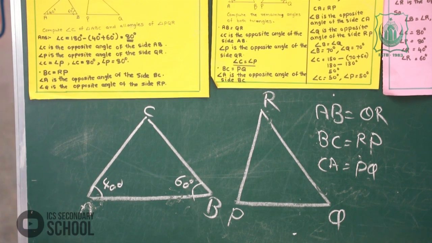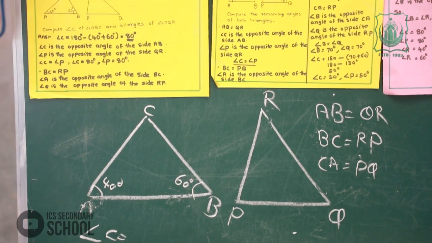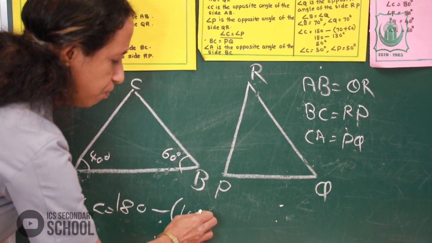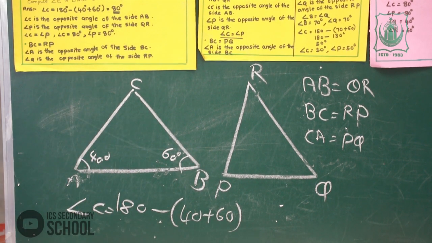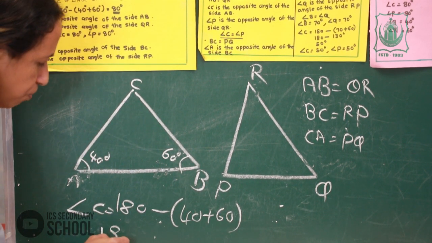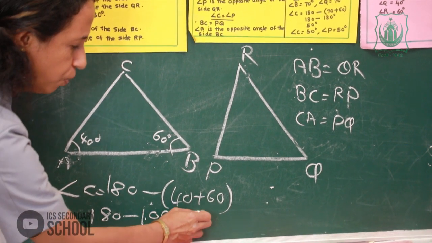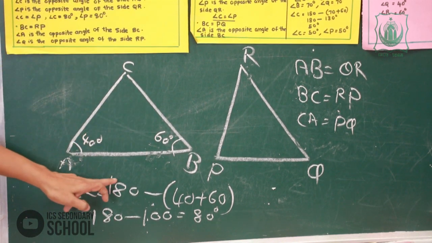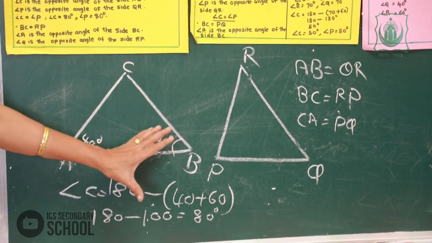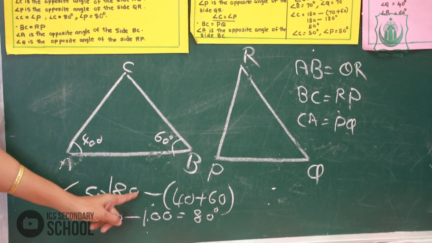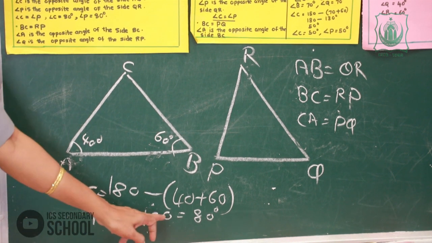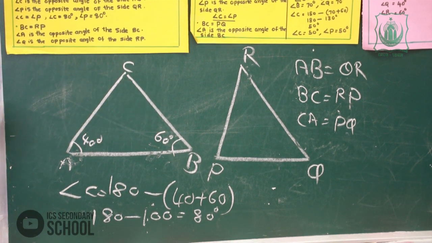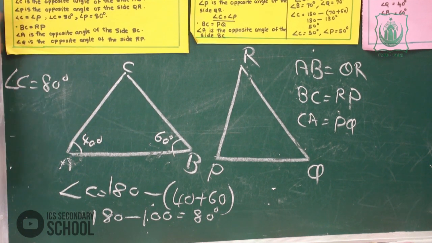So we can find angle C equal to 180 minus (40 plus 60), which is 180 minus 100 equal to 80 degrees. Angle C equal to 80 degrees.